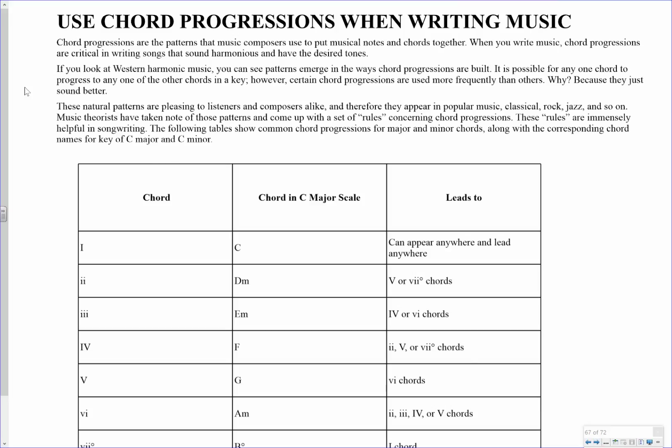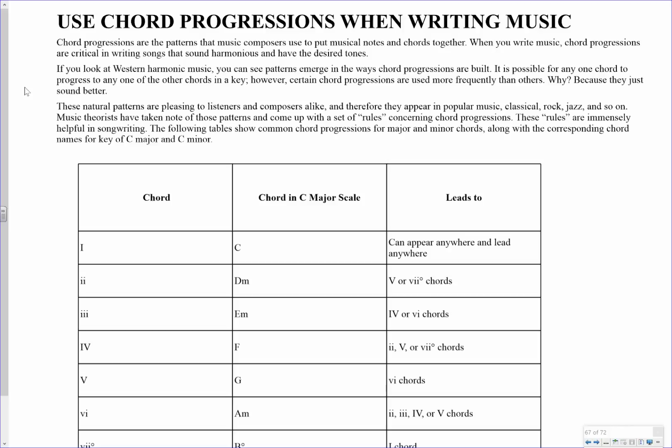So, when writing music, we can use chord progressions, which are the patterns that music composers use to put musical notes and chords together. So when you write music, chord progressions are critical in writing songs that sound harmonious and have the desired tones. If you look at Western harmonic music, you can see patterns emerge in the ways chord progressions are built. It is possible for any one chord to progress to any one of the other chords in a key. However, certain chord progressions are used more frequently than others. And really it's because they just sound better.